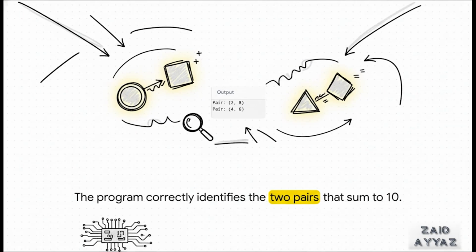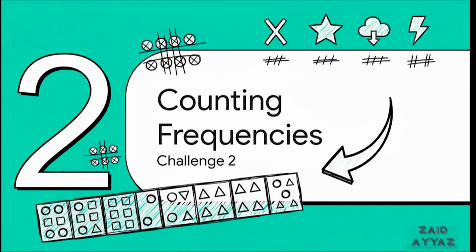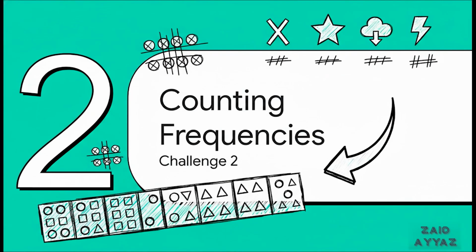After it has checked every other possible combination, and I mean every combination, the program is finally done. And here's the result. It correctly found the 2 pairs: 2, 8, and 4, 6. Perfect. Challenge 1, complete. Let's keep this momentum going and move to our second challenge.